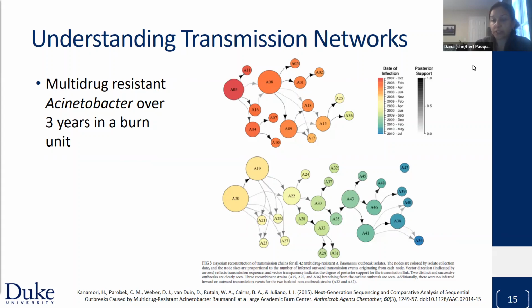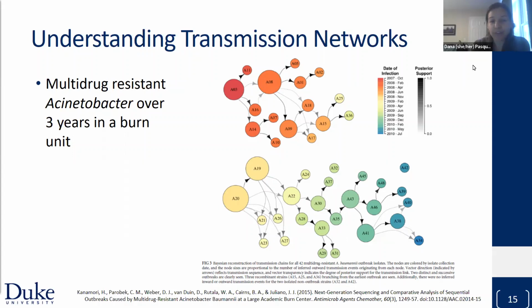So they used the sequence of the pathogen. They used detailed information about the locations and care teams of the patients who were in the hospital, and they're generally there for a length of time. And then also environmental sampling. And they combined the molecular and epidemiological information to create a network, and then refined it using Bayesian methods to estimate a final putative transmission network.